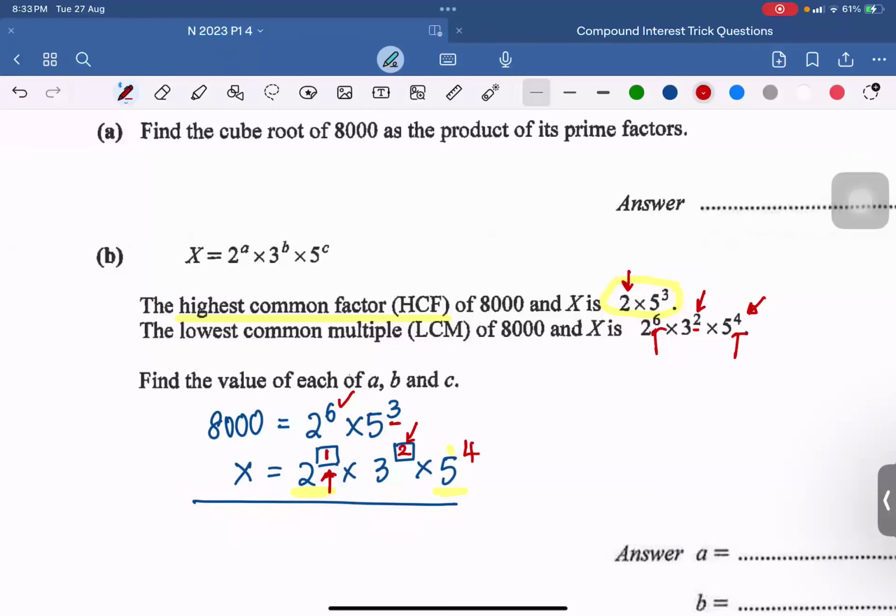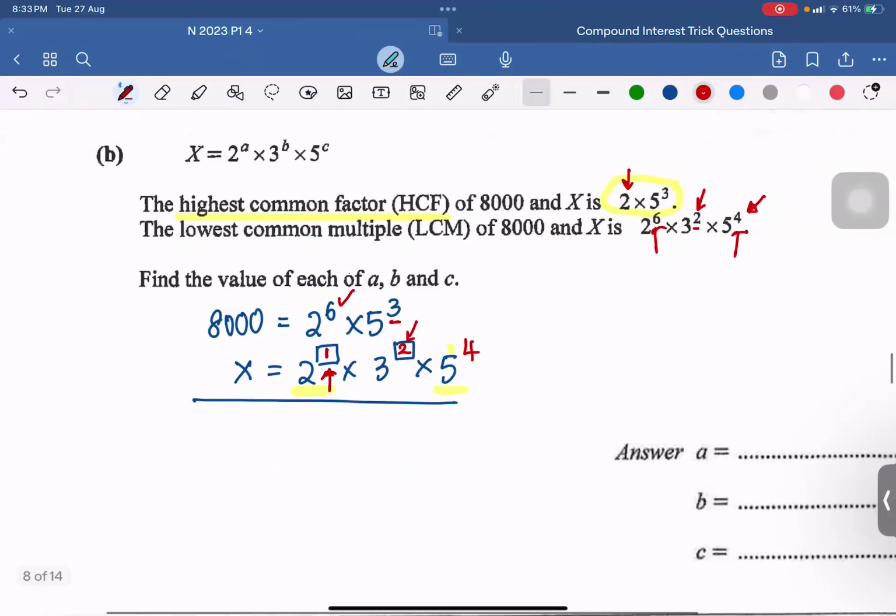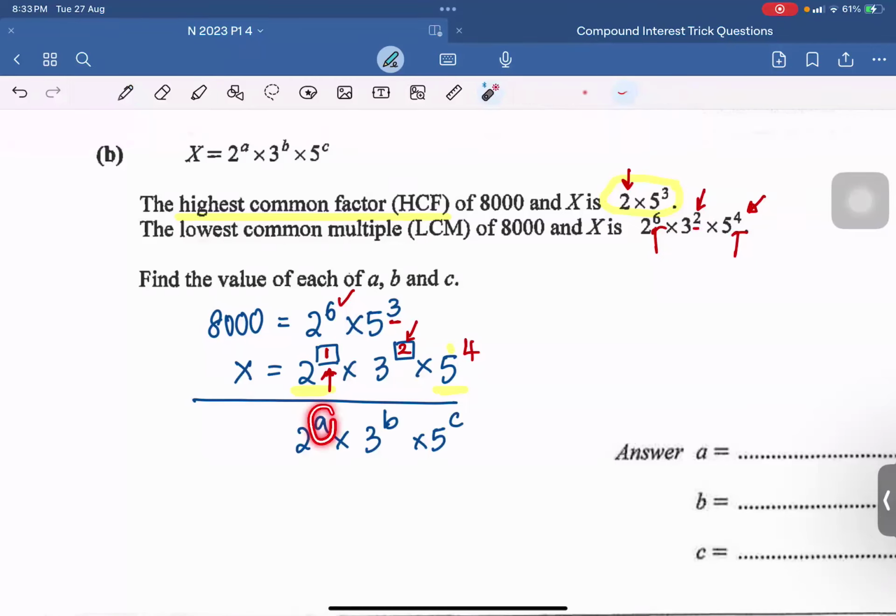Okay, so if that's the case, I have found my x. x will be the number 2 to the power of 1, 3 to the power of 2, and 5 to the power of 4. Okay, let's compare 5 to the power of c. So let's compare what is exactly a. a will be the power 1. b will be the power 2. And c will be the power 4.